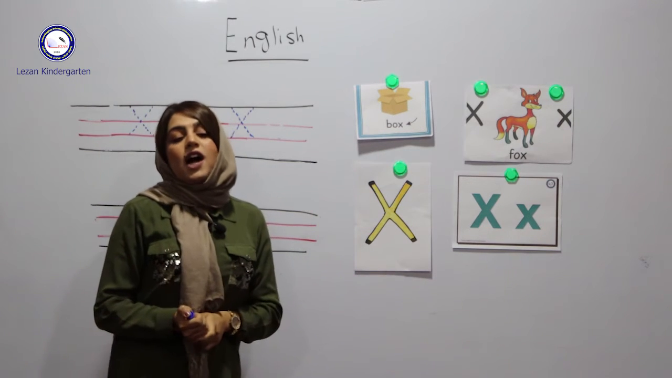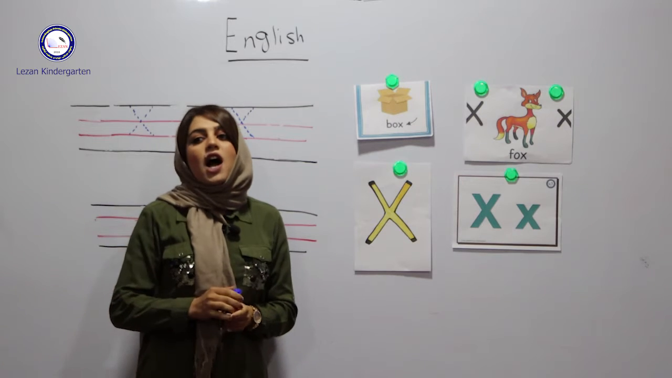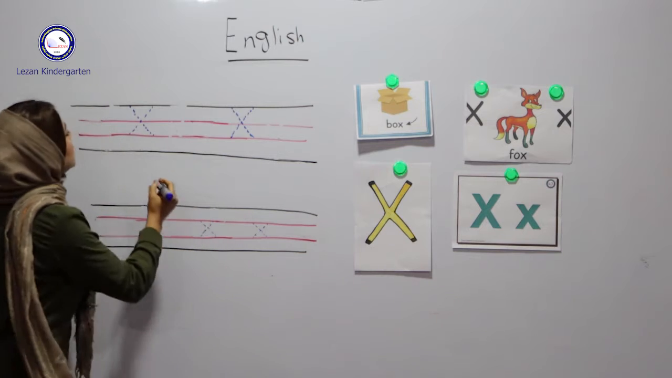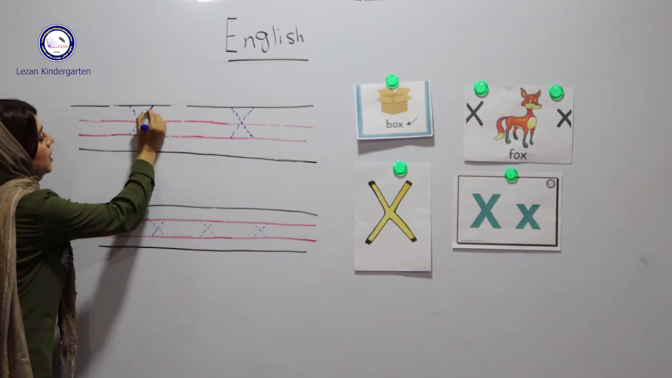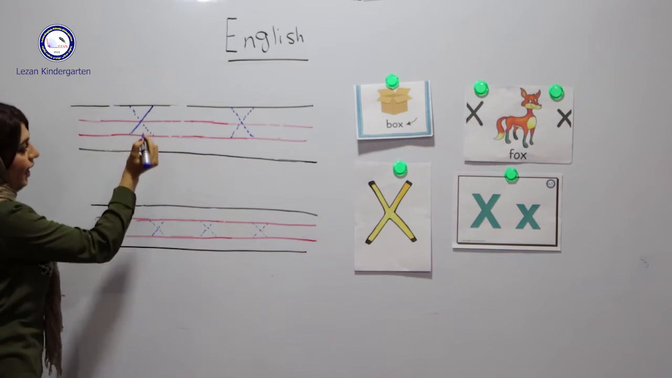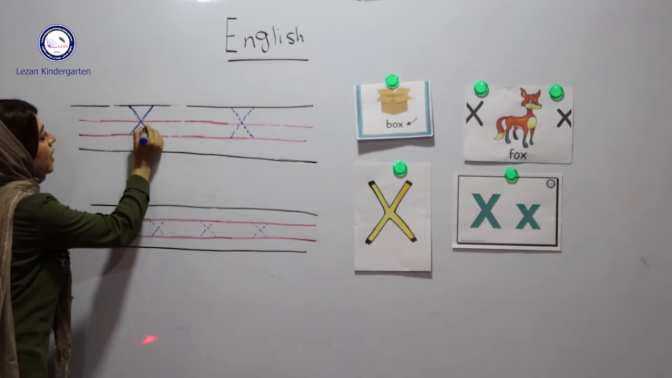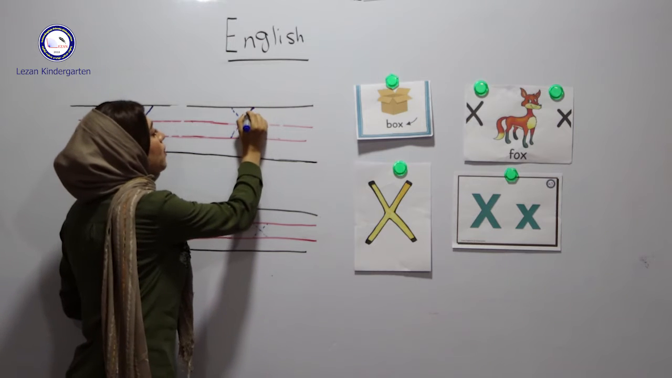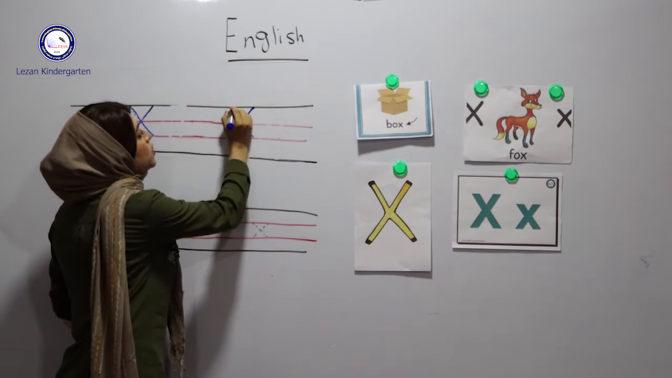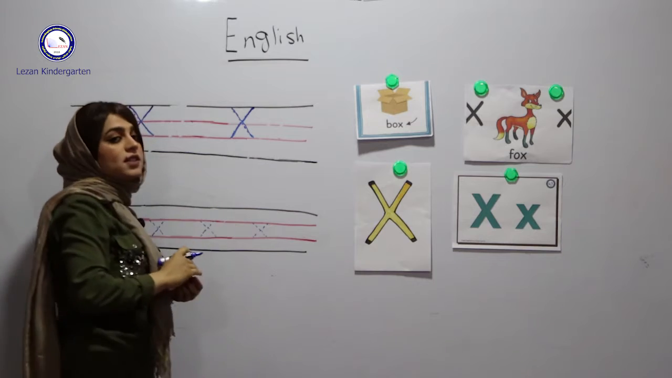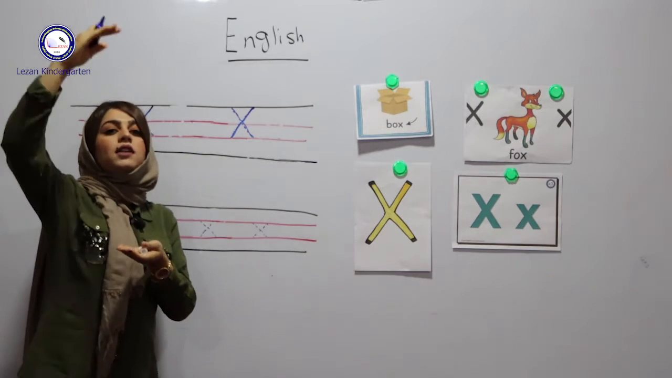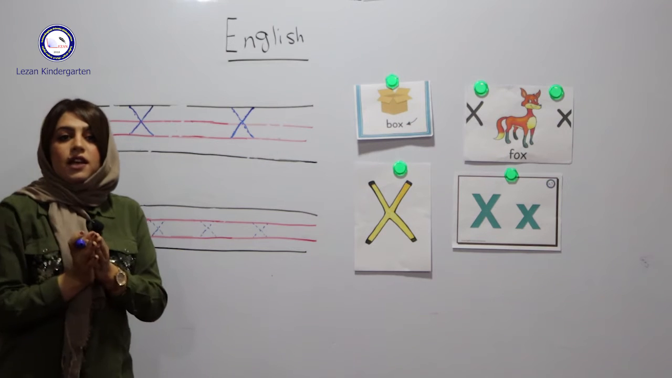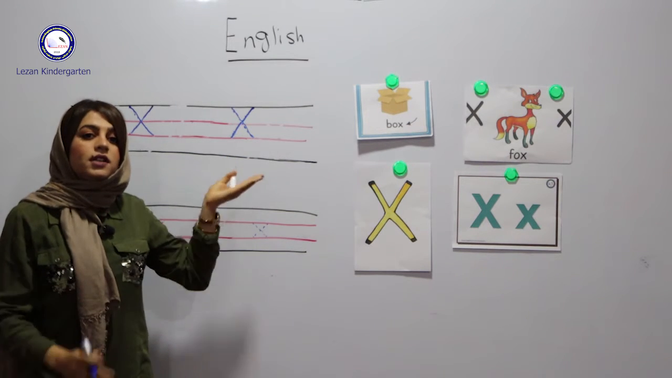Now let's see how we write capital kiss. Be with me. Come to down in the right. Again, come to down in the left. Be with me again. Come to down in the right. Come to down in the left. This is capital kiss.